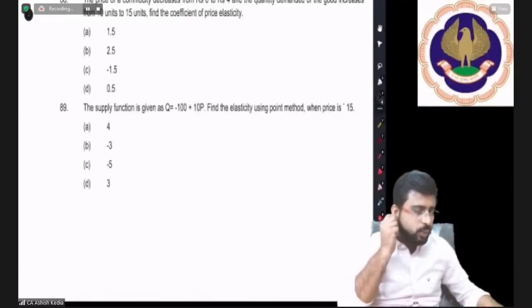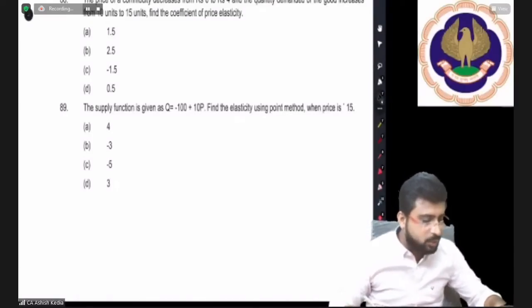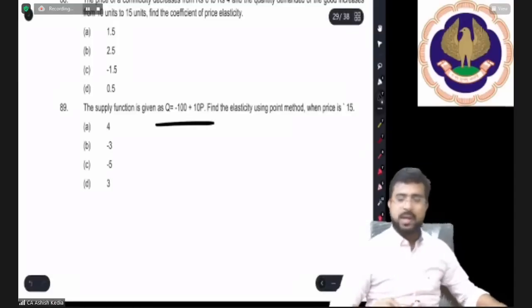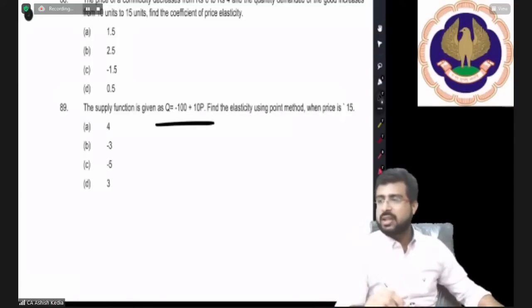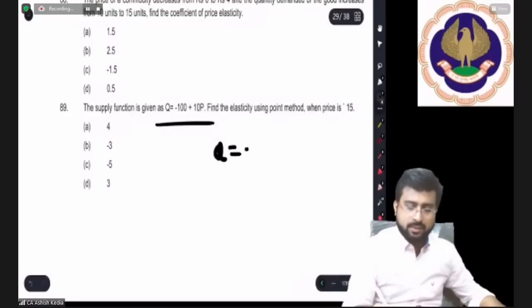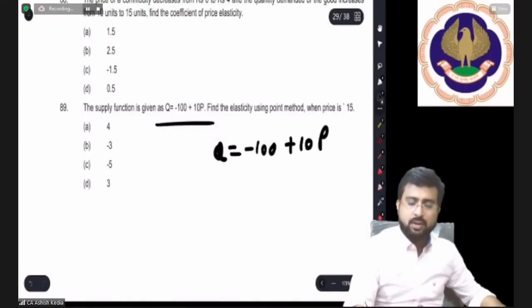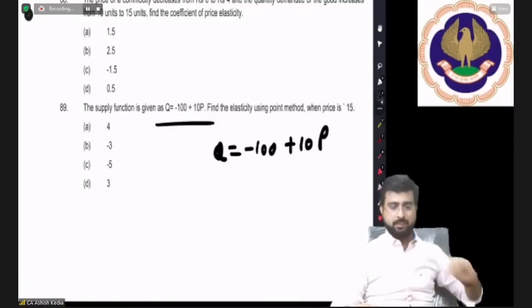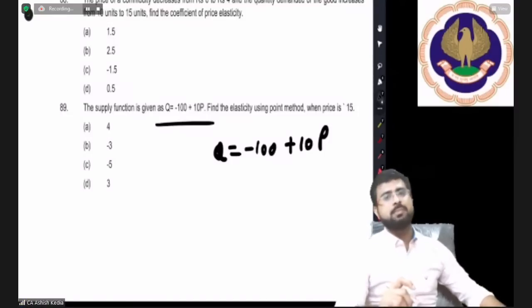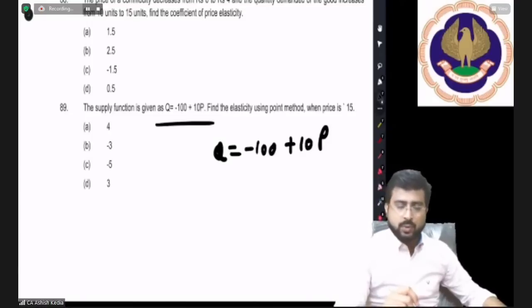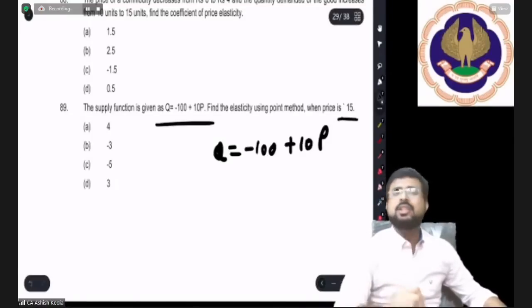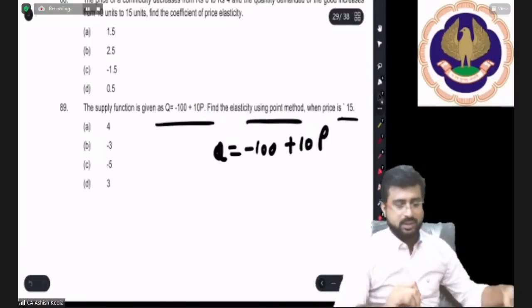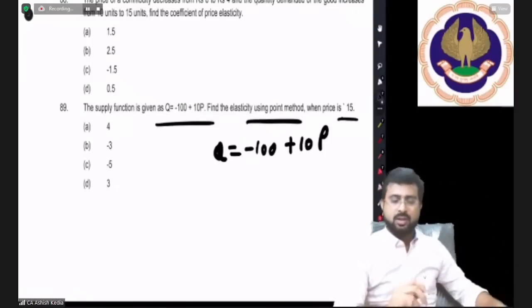Moving on. The next question, let's see this one. It seems that people are very afraid of this question, but it's a very easy question. They have given the supply function like this. Pay attention, everyone. Q is minus 100 plus 10p. The price they have given us is 15. What we have got to do is find the elasticity using point method.